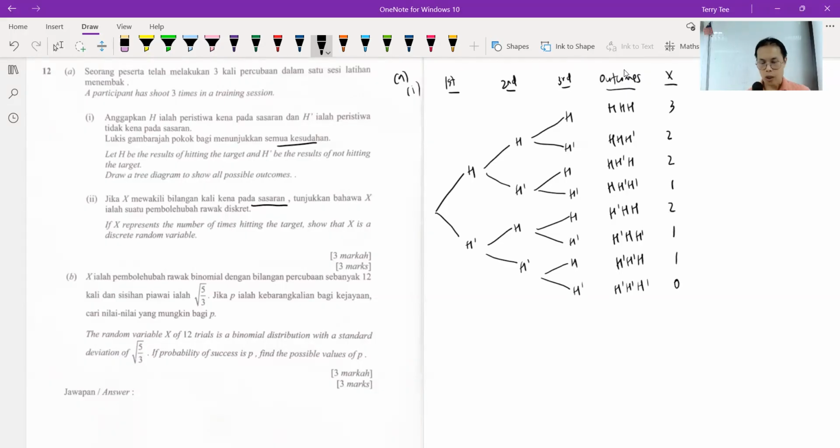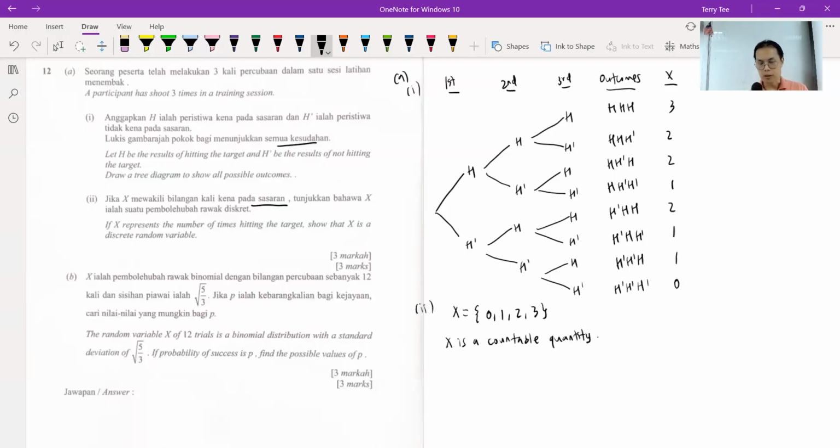All right. So how do you explain, how do you show that X is a discrete random variable? You can see from here, your X values are either 0, 1, 2, or 3. Remember, a discrete random variable means they are countable, right? So you can always show here 0, 1, 2, 3. They are countable, so we say X is a countable quantity.